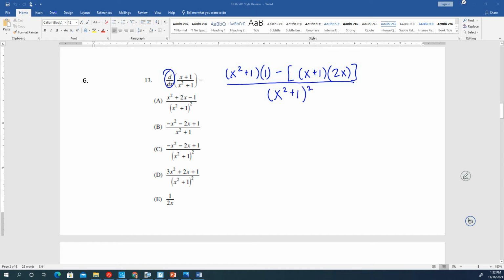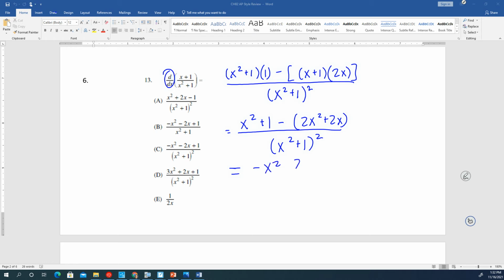All right, simplify the top a little bit here. You have x squared plus 1 minus 2x squared plus 2x. Don't multiply out your denominators, especially looking at my answer here. You can see they leave it in that factored form. x squared minus 2x squared is negative x squared, minus 2x, putting this in standard form up top, plus 1. Good, that's our answer, all over x squared plus 1 squared. Nice. It's a classic quotient rule.